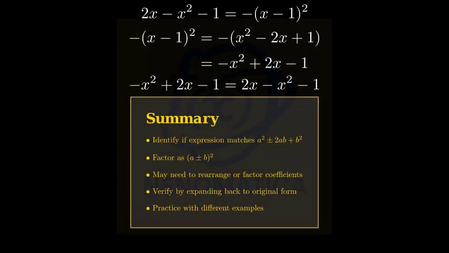identify if the expression matches the pattern of a squared plus or minus 2ab plus b squared. If it does, then it can be factored as (a plus or minus b) squared. Sometimes you may need to rearrange terms or factor out a coefficient first.